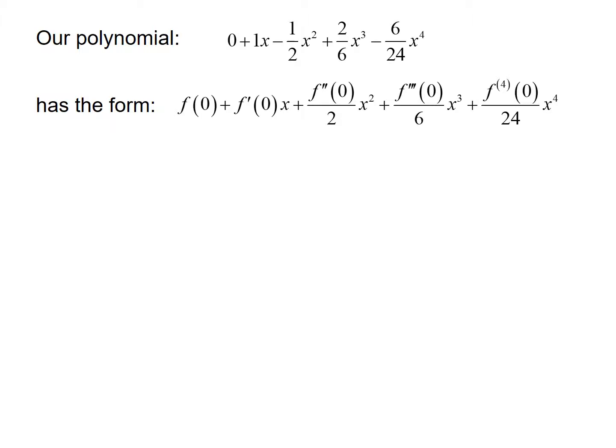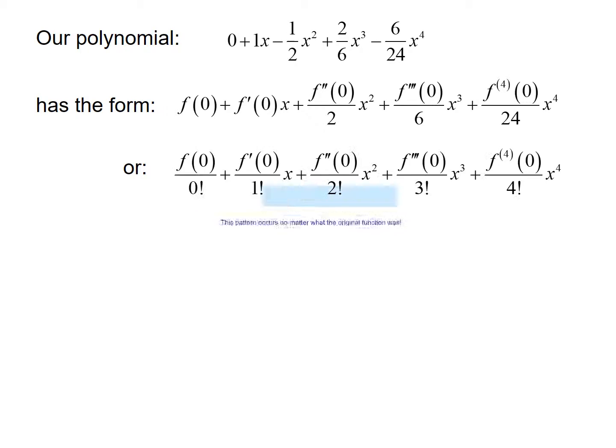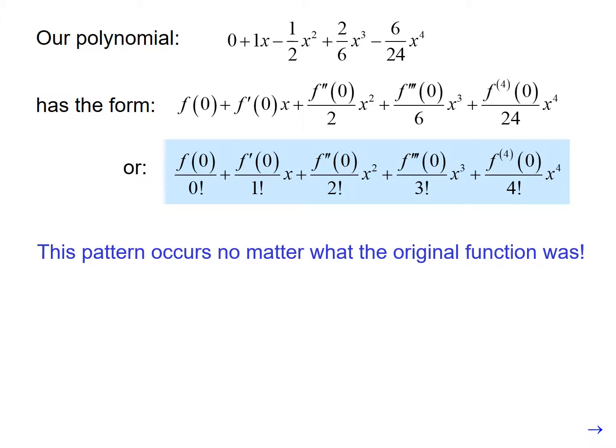So if we take a closer look at our fourth degree polynomial, we can start to notice a pattern that's occurring here. We have f, f prime, f double prime, f triple prime, and the fourth derivative. And the denominators, starting with the very first term, would be 1, 1, and then 2, 6, 24, which you might notice are factorials. So we can write it in this form right here.